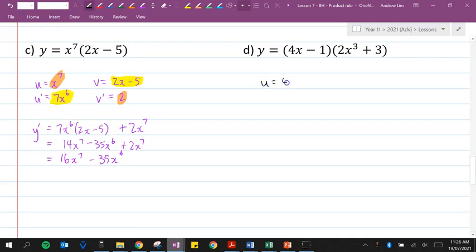So u is equal to 4x minus 1. So u dash is equal to 4. v is equal to 2x cubed plus 3. So v dash is equal to 6x squared.